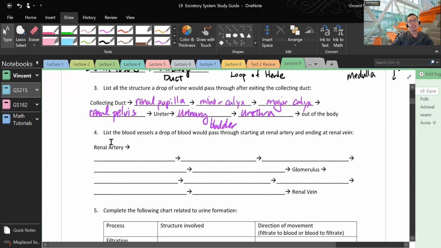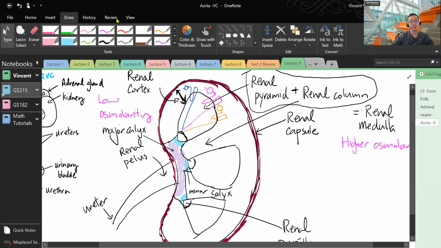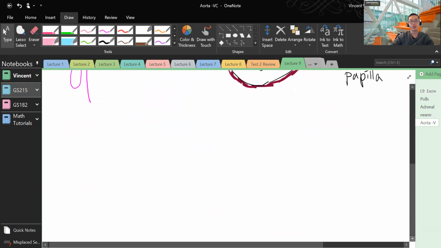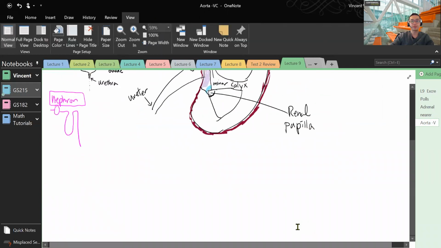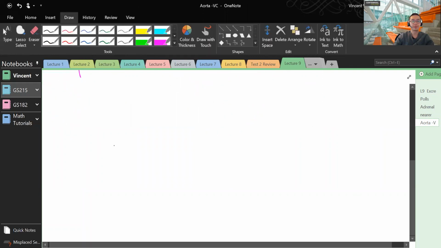All right, next part. List the blood vessels a drop of blood would pass through, starting at the renal artery and ending at the renal vein. There's a bunch of stuff that it's going to go through. Why don't we draw it as well? When you construct it yourself, I think you will have a better chance of understanding it and remembering it. So here we go.